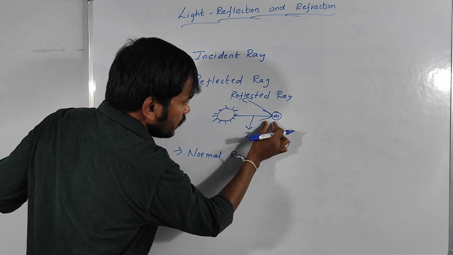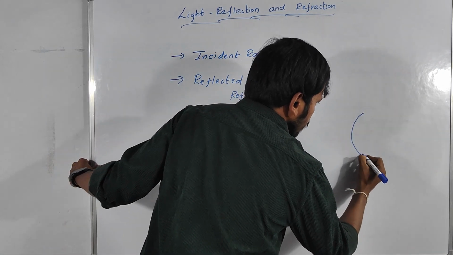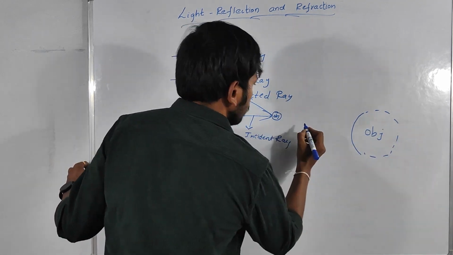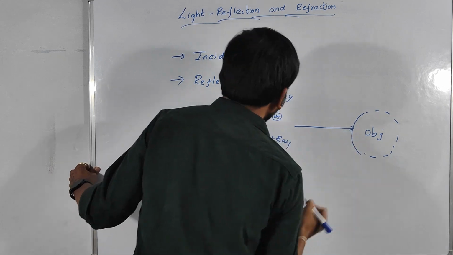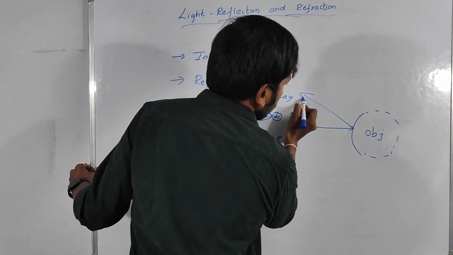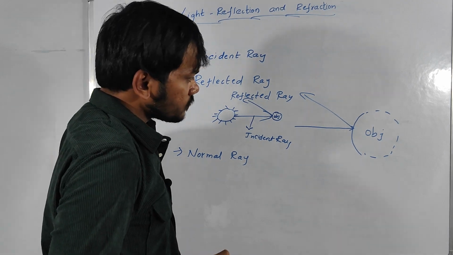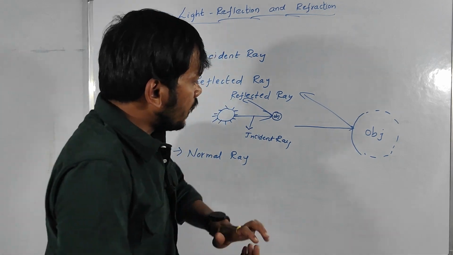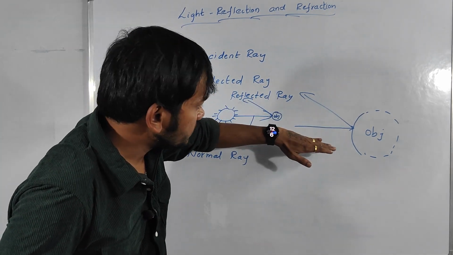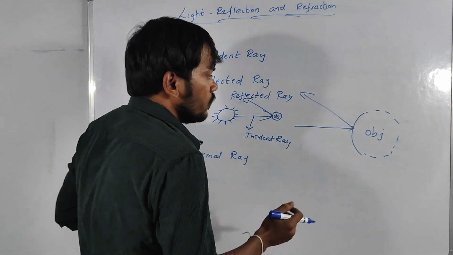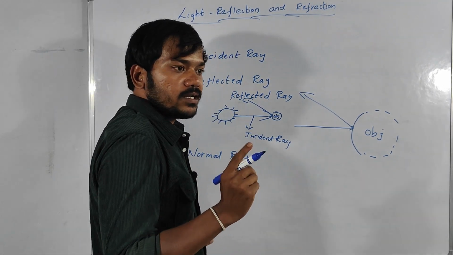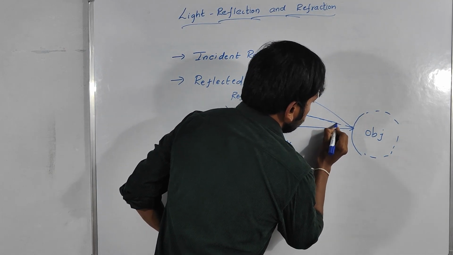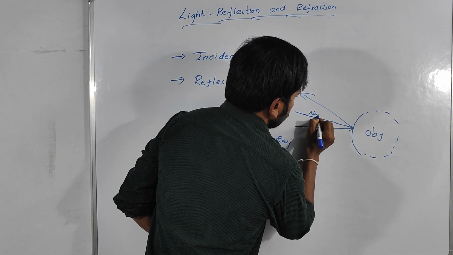Okay, let us consider a small portion of this object. In this way the incident light has been coming, and in this way it is reflected. So in order to study how this reflected ray behaves with respect to this incident ray, we require one reference. That reference is said to be a normal.